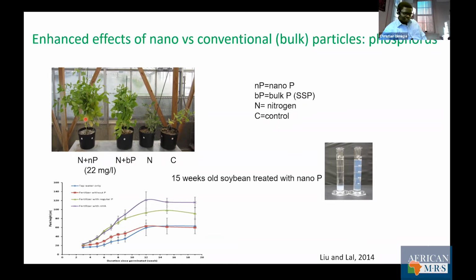So if you walk back this way, you can see just by adding nitrogen, you have a better effect than the control. By adding the normal phosphorus, you have a better effect than the nitrogen alone. By adding nanophosphorus, you have a better effect compared to the plain phosphorus. And this is the material that gives the effect you see here. So again, like nitrogen, you see a clear role of nanoscale phosphorus on plant development.